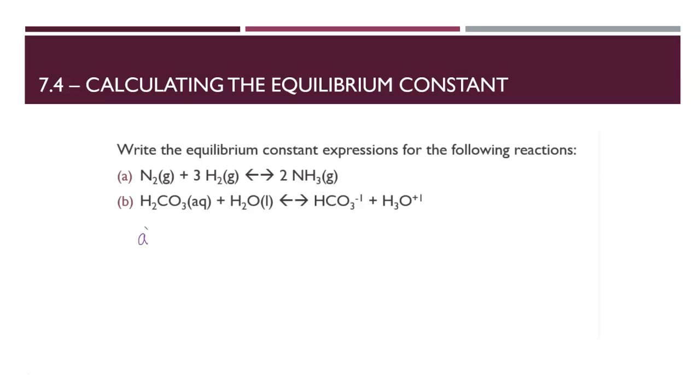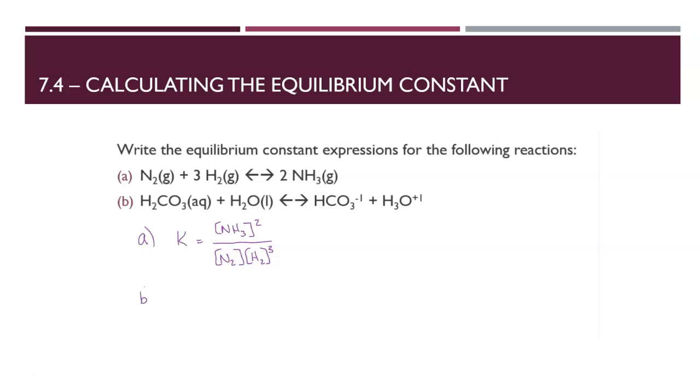So for our first one, for A, our equilibrium constant expression would be K equals, and we're going to do our products first, so the concentration of NH3 squared, because it has a 2 coefficient, divided by the concentration of N2 multiplied by the concentration of H2 cubed, because H2 has a coefficient of 3.